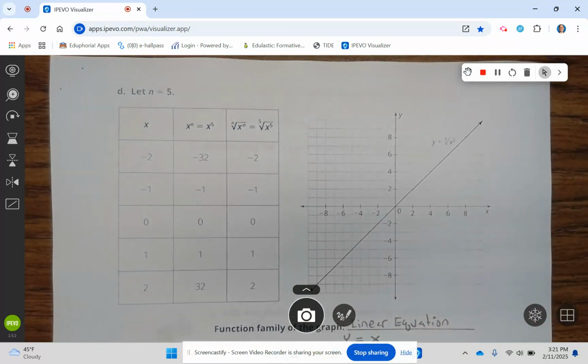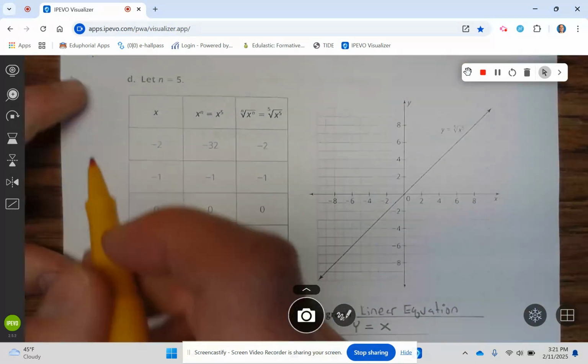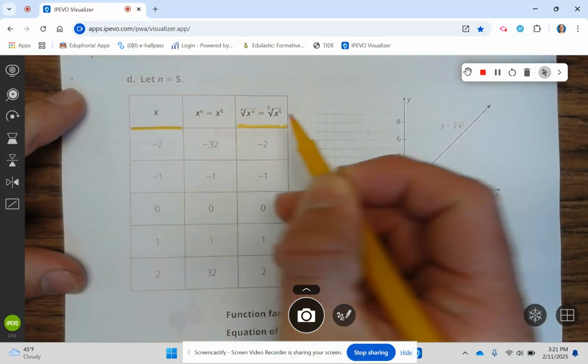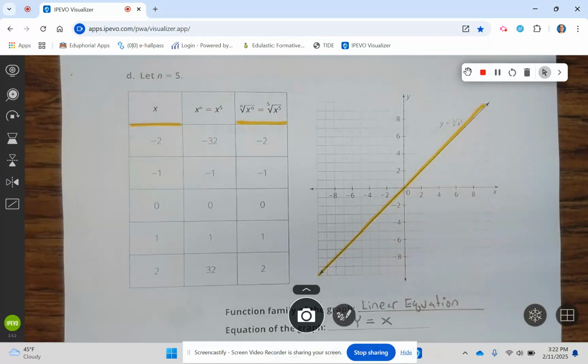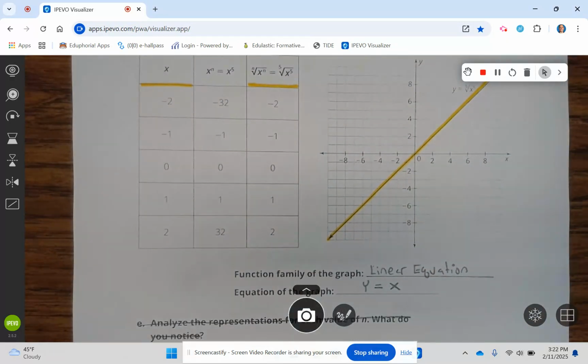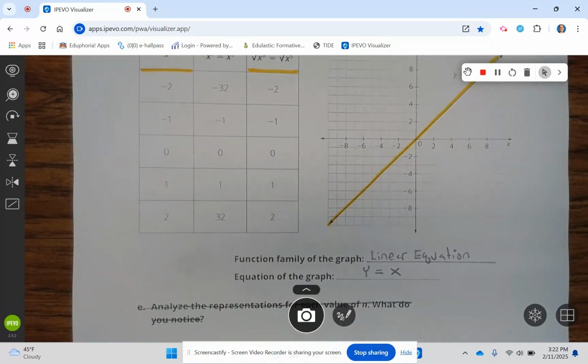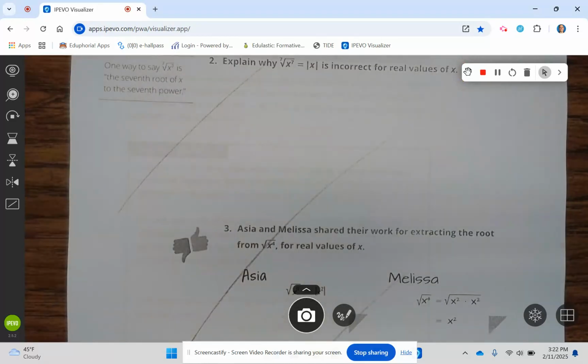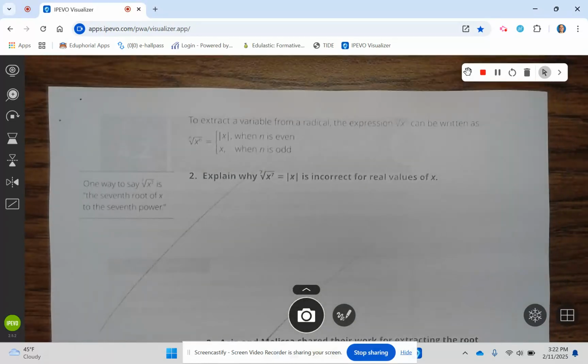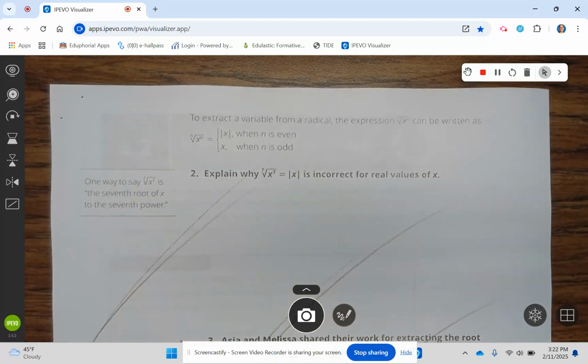All right. This table corresponds to this graph. And the function family of the graph is a linear equation. The equation of the graph is y equals x. And then go ahead and mark out E. All right, let's take a look at the next page. Go ahead and mark out this page.